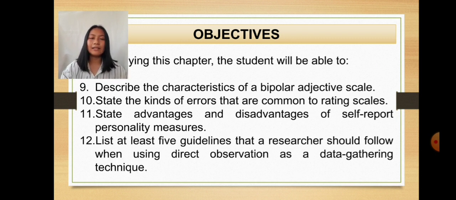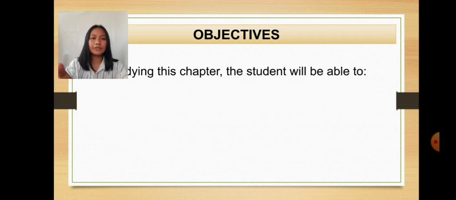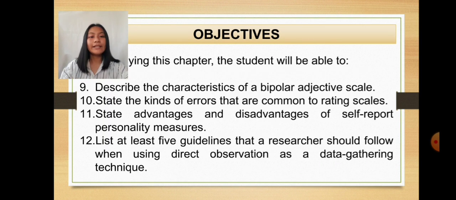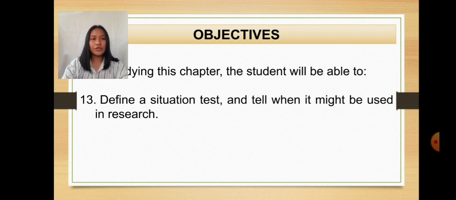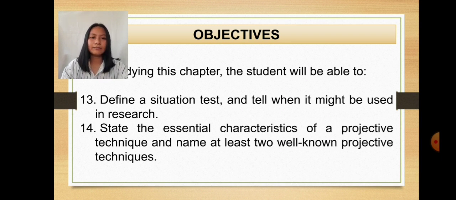And then list at least 5 guidelines that a researcher should follow while using direct observation as a data gathering technique. And then define a situation test and tell when it might be used in research. And then lastly, state the essential characteristic of a projective technique and name at least 2 well-known projective techniques. So we are now going to tackle our lesson 4.